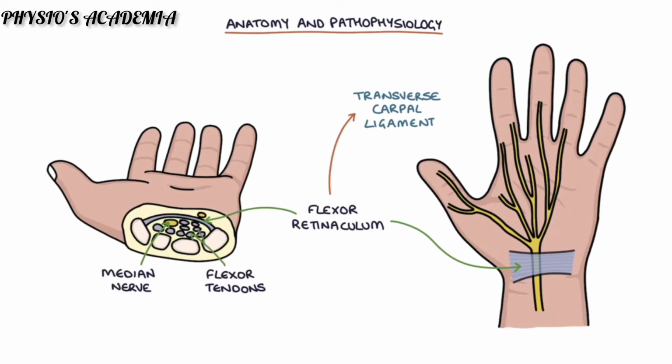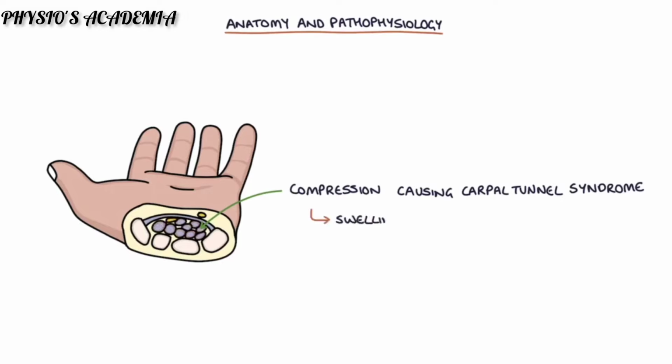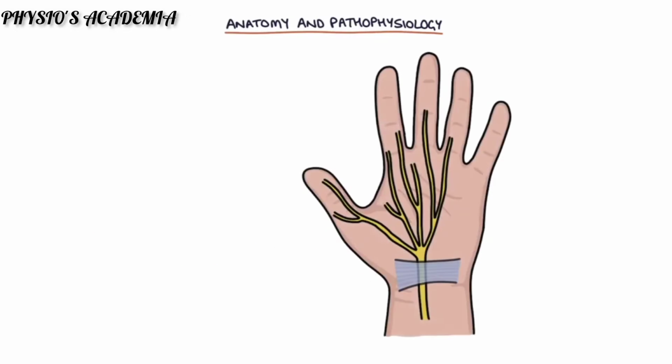The median nerve and the 9 flexor tendons pass through the carpal tunnel, and that's why compression of the contents of the carpal tunnel causes carpal tunnel syndrome. It's the result of either swelling of the contents, for example swelling of the tendon sheaths due to repetitive strain, or narrowing of the tunnel.